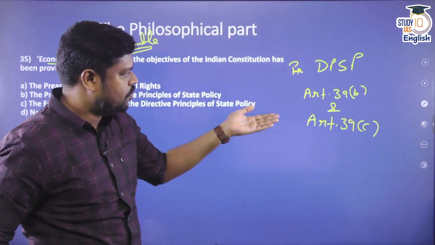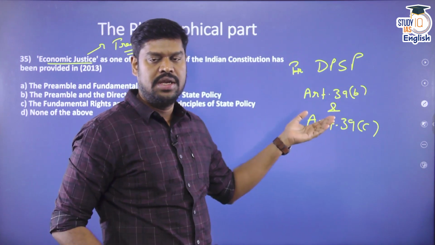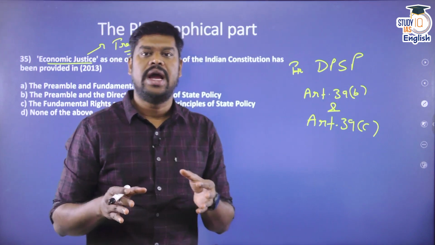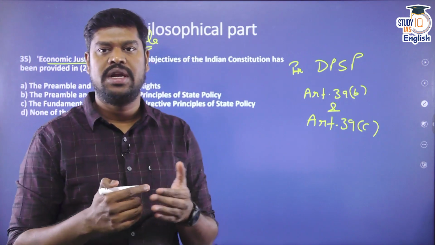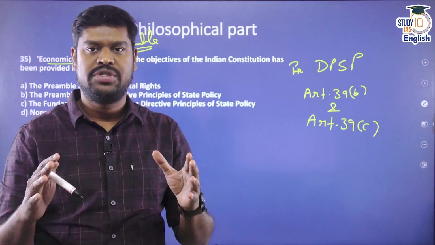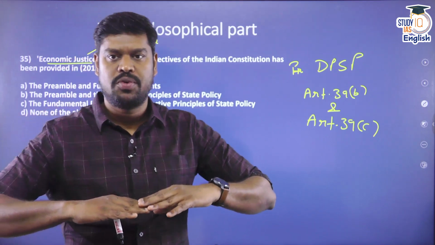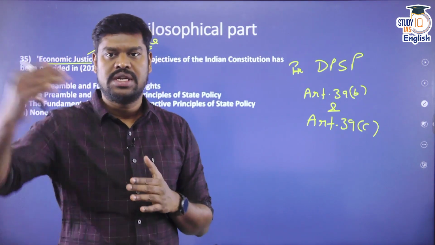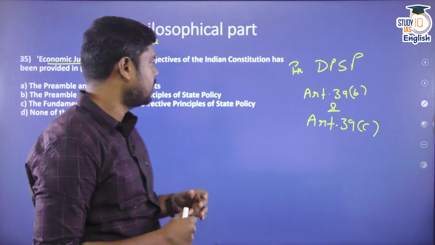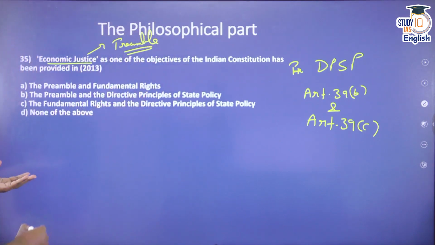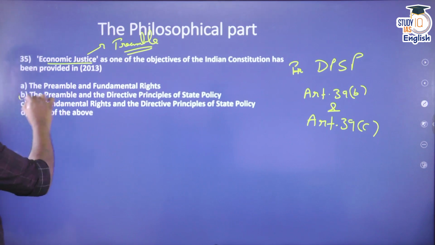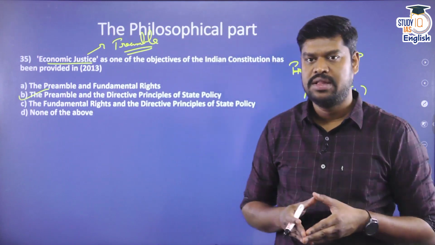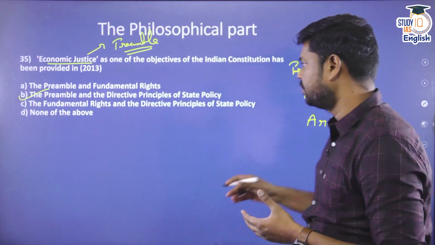Article 39B talks about the redistribution of wealth in the society. Article 39C talks about the prevention of concentration of wealth in the society. And both these articles are aimed at what? Both these articles are aimed at redistribution and the prevention of concentration. That means they are trying to provide economic or equal economic opportunities to the people as far as possible, which is an idea related to the concept of economic justice. So which of the following would be the right answer? The right answer would be the preamble and the directive principles of state policy. That is option B. So this is the way that you will have to remember the things.